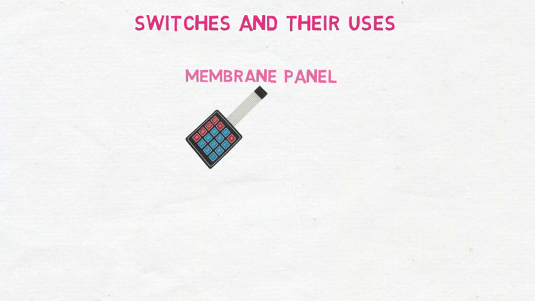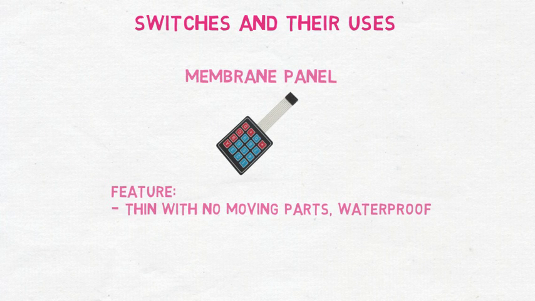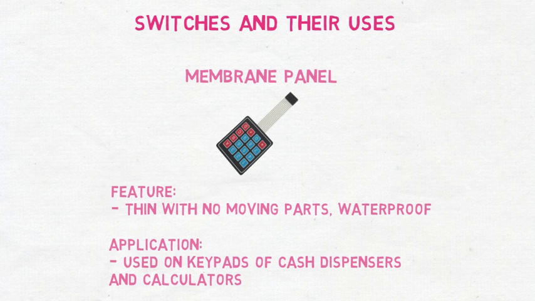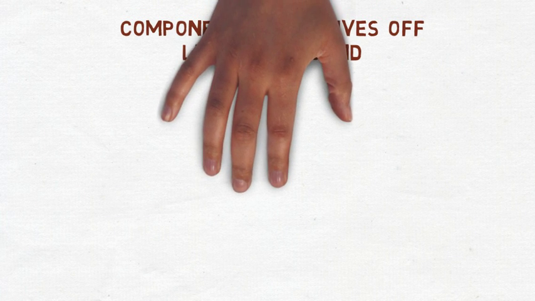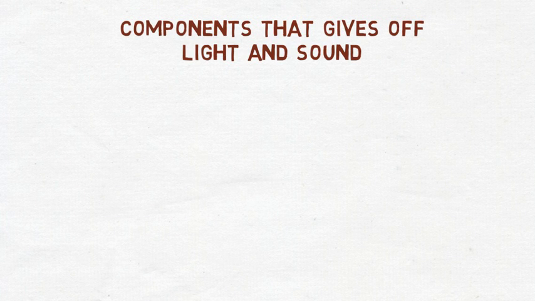Next, we have the membrane panel. It is thin with no moving parts and it's waterproof. It is used in keypads of cash dispensers and calculators. Output components in a circuit. Components that give off light and sound.